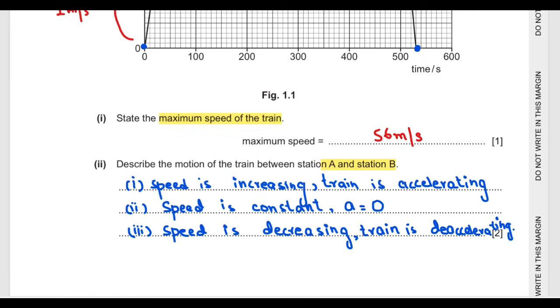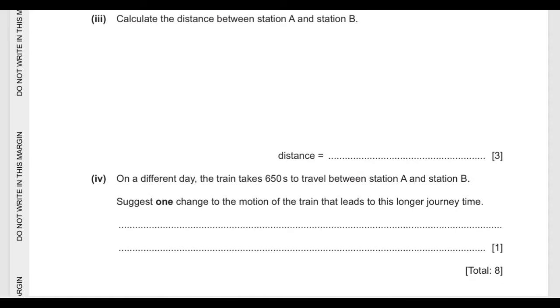For first line, speed is increasing and the train is accelerating. For second line, speed is constant, acceleration is 0. And for the third line, speed is decreasing and train is decelerating.